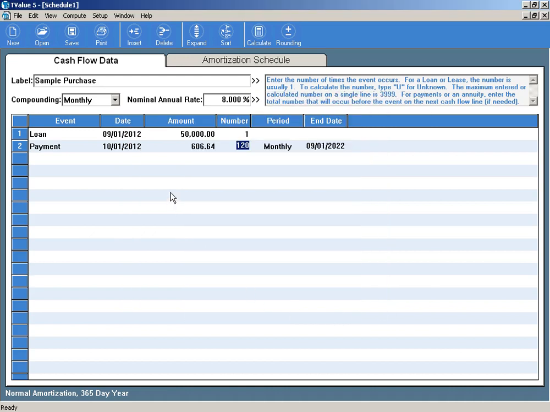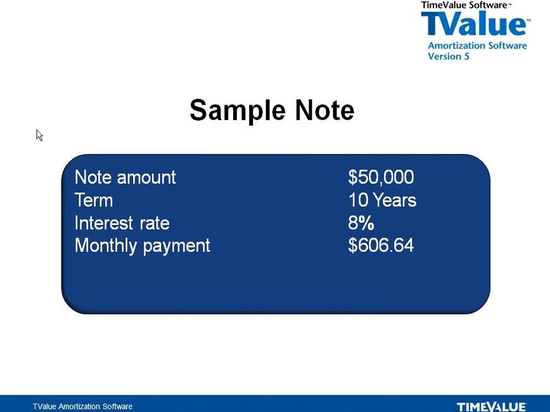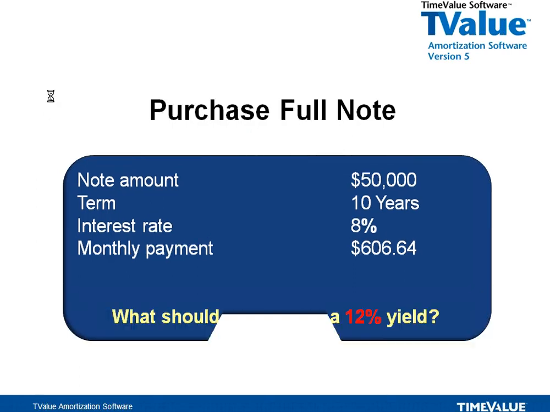Okay, so here we have our sample note with our cash flows, our $50,000 note, the $600 cash flows for 10 years. Pretty basic to set up. Like I said, you just build the schedule as you go. Now what I want to do is take you back to our slides and show you a couple options as far as purchasing a note with various yields.